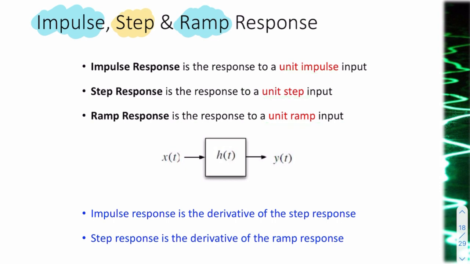Okay, so that's straightforward. Maybe less straightforward is how can you find the step response from the impulse response, and how can you find the ramp response from the step response? Well, it turns out if you take the derivative of the step response, you get the impulse response. And if you take the derivative of the ramp response, you get the step response. The other way around, you can say the integral of the impulse response is the step response, and the integral of the step response is the ramp response.